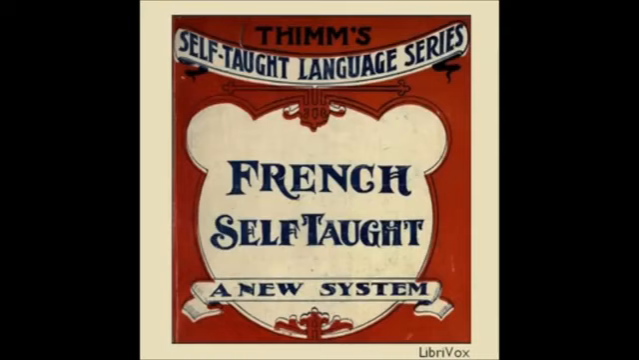Subjunctive mood. Present. That I may be, que je sois; that thou mayst be, que tu sois; that he may be, qu'il soit; that we may be, que nous soyons; that you may be, que vous soyez; that they may be, qu'ils soient.